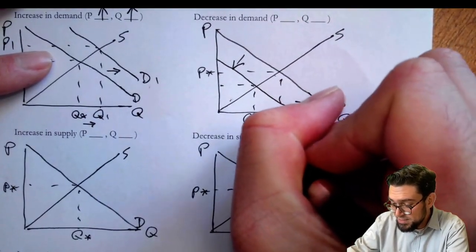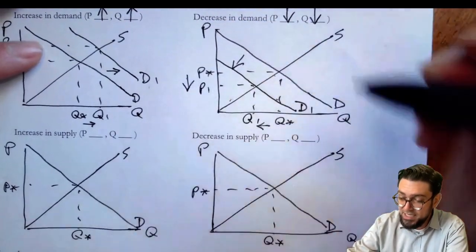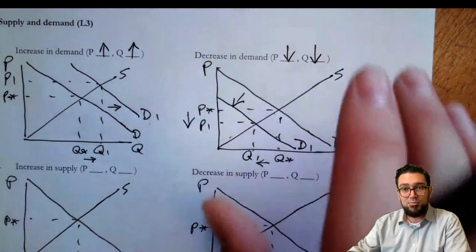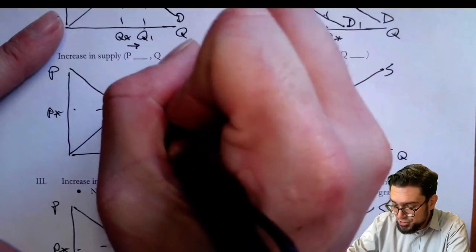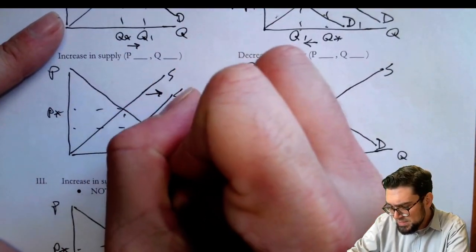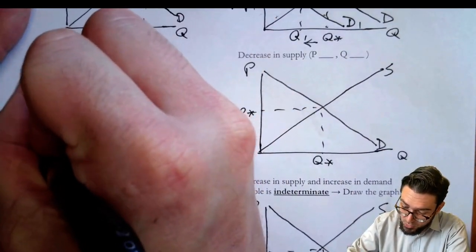Q sub 1 is a decrease in price and in quantity. So we have 2 down arrows for our price and quantity. Now let's talk about supply. When there's more supply, shift to the right. And this is going to lead to larger quantities in the market and lower prices.